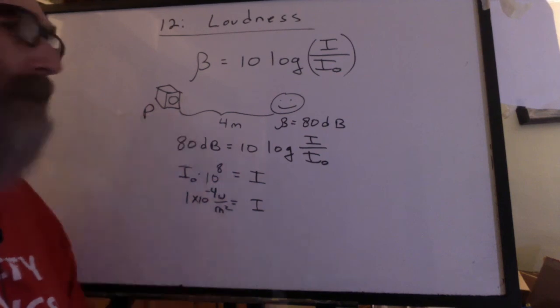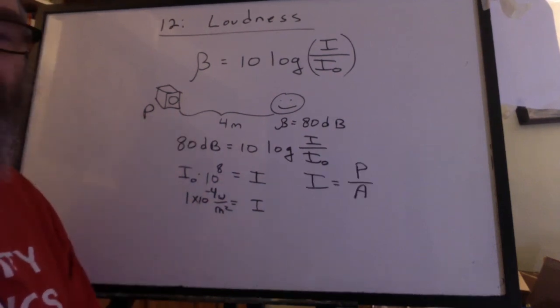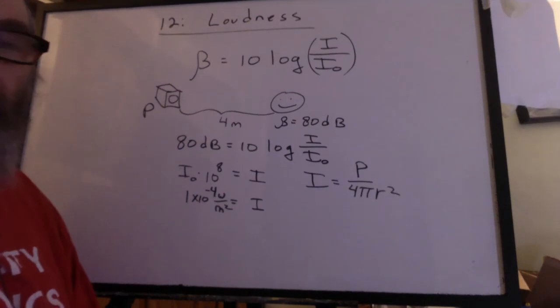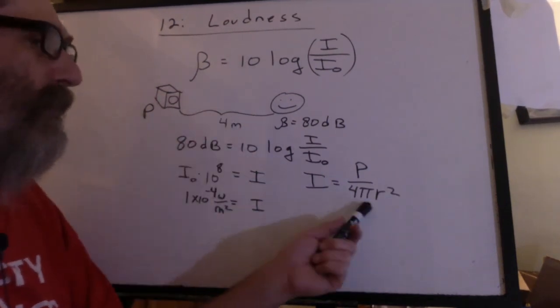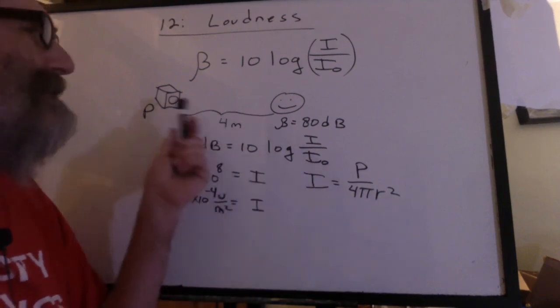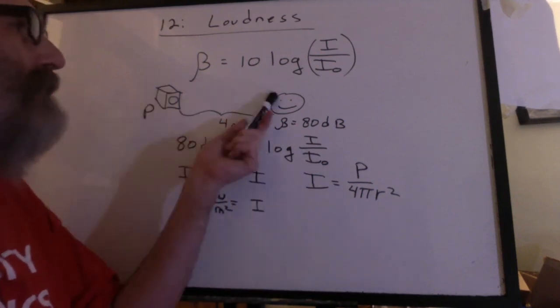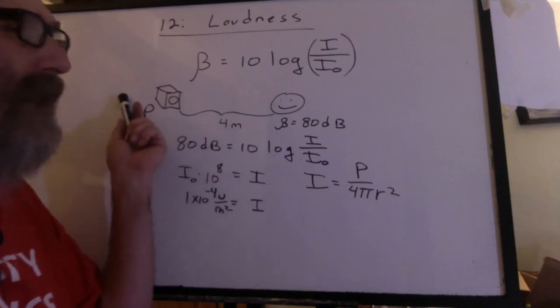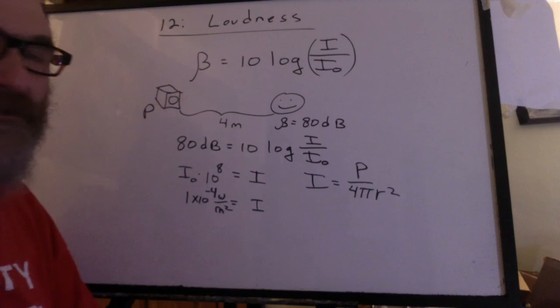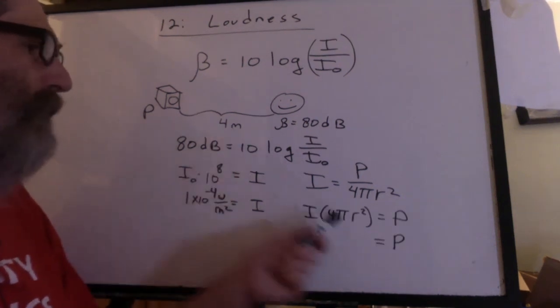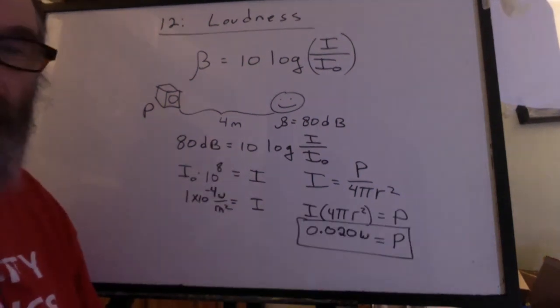Ah, but that's not the power, is it? Remember, intensity is power per area. And we're assuming the sound spreads out in all directions, 4 pi r squared. That's not exactly true in real life. It's more directed to the front. But if you stood behind the speaker, you'd probably hear it too. So let's just assume it's a point source. We'll put 4 meters in for the radius.